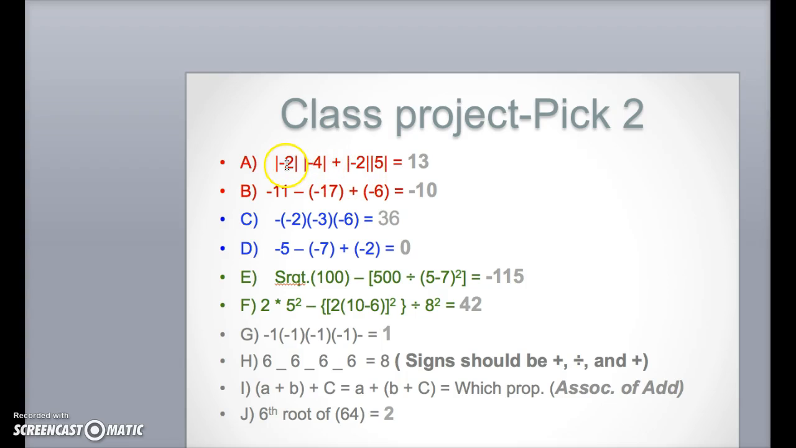So basically, absolute value of minus 2 and absolute value of minus 4 plus absolute value of 2 and 5 is equal to 13. And minus 3 minus 17 plus minus 6 is minus 10. Minus 2 minus 3 minus 6 is 36, and so on and so forth. So copy that down or take a picture of it before the video clip is over and try some of these. I got the answers, and you could see these on your quiz on Monday. So I'll look for that. I went over a couple of them.